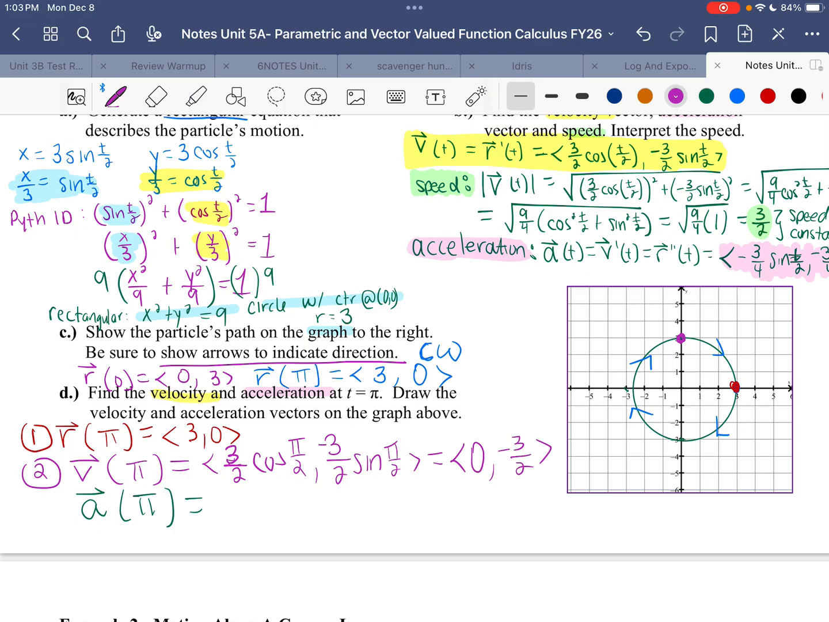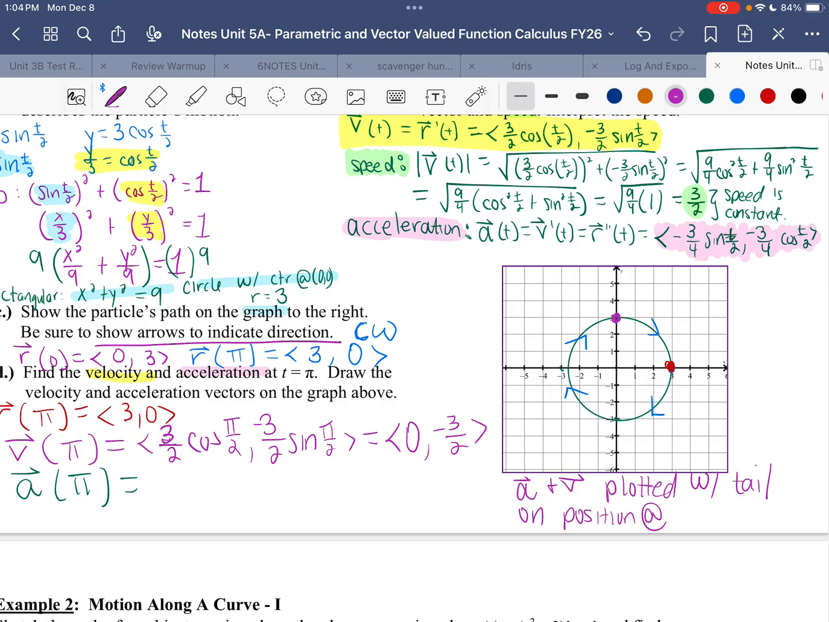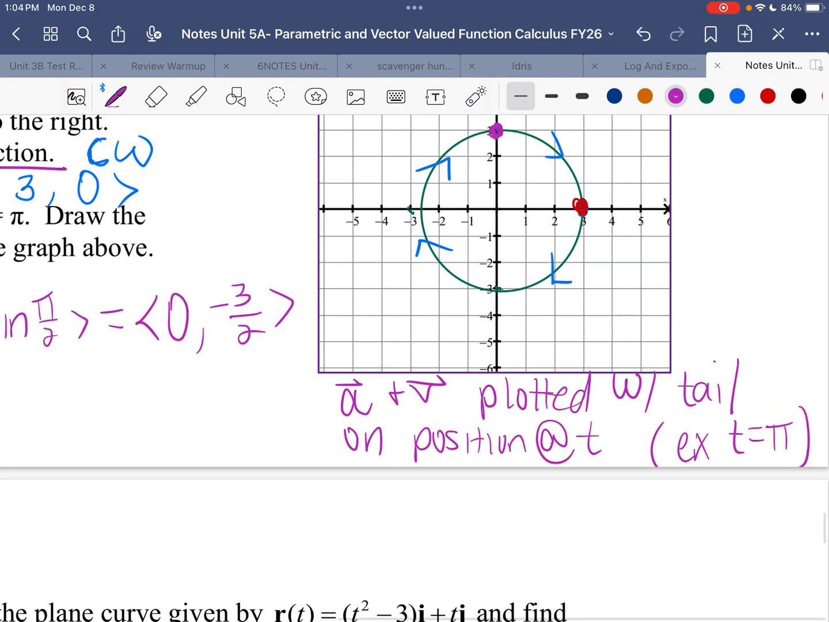So from the point, a and v are always plotted with their tail on the position at whatever t value. In this example, we're doing t is equal to pi. Okay, so here's the tail. At this point, this is r of pi.